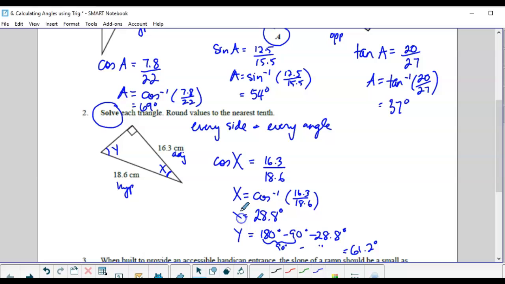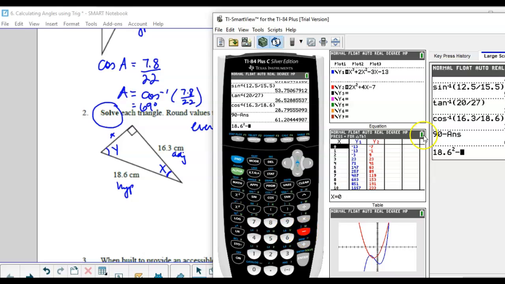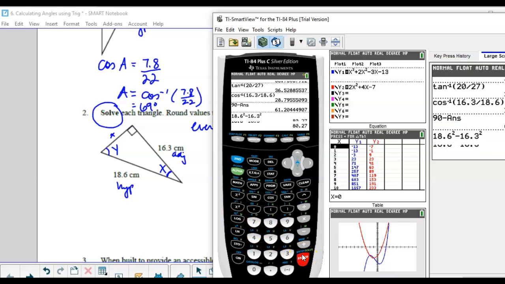Okay, so we found the two angles. Now for the side, you could use trig now that we know those angles, but you can also use Pythagorean theorem. So I'm going to call that little x, lowercase. So x squared, it's a leg, is equal to the hypotenuse squared minus the other leg squared. So 18.6 squared minus 16.3 squared. Okay, 80.27, and then square rooting that.